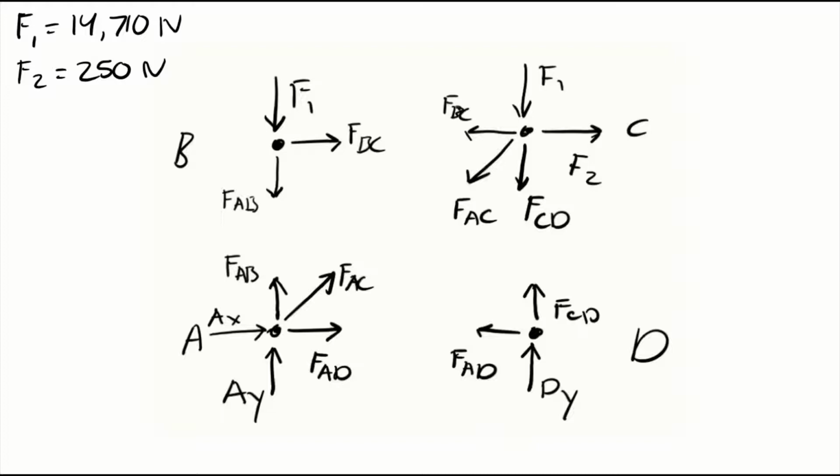So in our case, we're going to start at joint B because we know force F1 is 14,700 newtons. We don't know force F sub AB, but since it's in the vertical direction, it's going to equal F1. And then we also don't know F sub BC, but since there is no X force at joint B, F sub BC is going to be equal to 0. So again, we're going to start at joint B because F1 will equal F sub AB, and then F sub BC will equal 0 due to there being no X force on this joint.